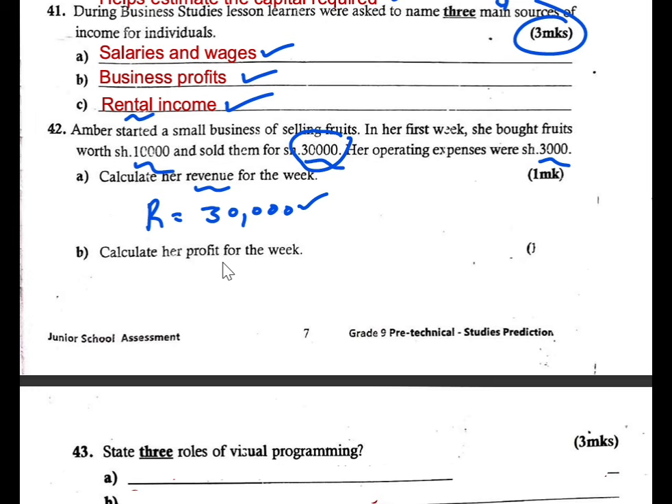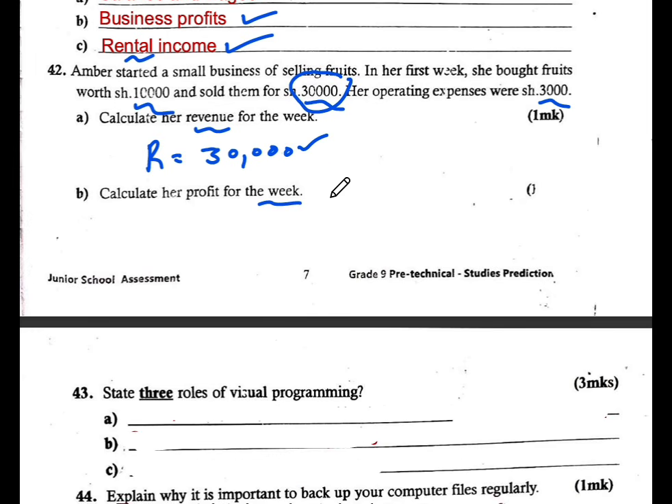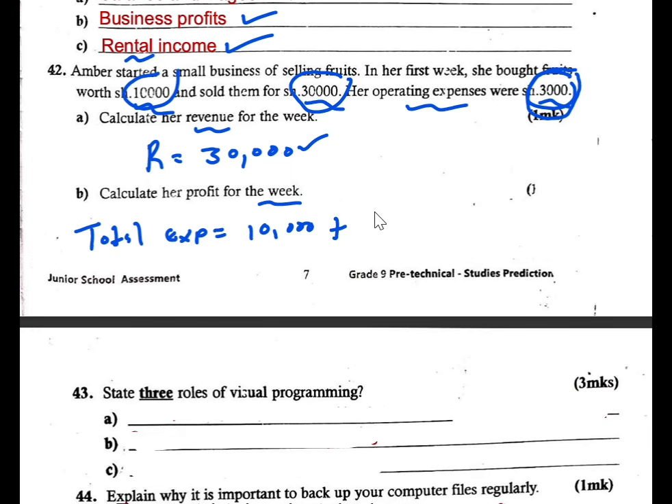Part B, calculate her profit for the week. So remember, amenunua 10,000, akauza 30,000. Lakini hapa kuna operating expenses ya 3,000. And therefore, you have to get total expenses. Total expenses, yenye ametumia. Utachukua, alinunua 10,000, so we need to take 10,000, plus operating expenses. Hii ni pesa alitumia maybe for transportation, atujui alilipa maybe mtu, akapanga hizo and etc. So tuta add plus 3,000. So ukiadd your 10,000 plus 3,000 inakuja 13,000.